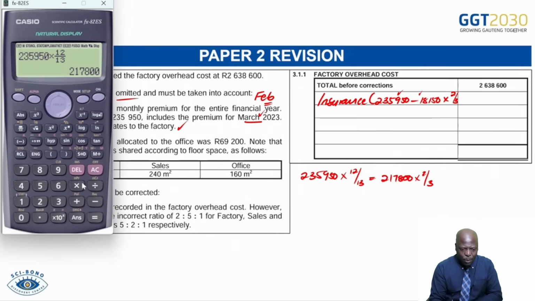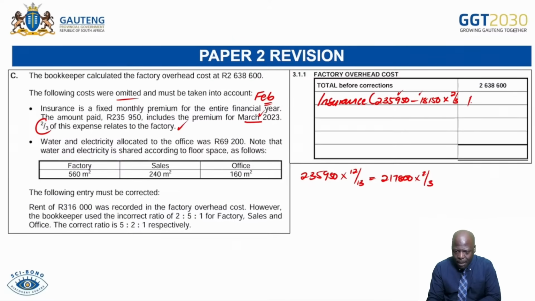So we're coming here and we're going to say that amount multiplied by 2 over 3. And that is going to give you your amount, which is 145,200. So we come here, you end up with your 145,200 over there like that. This is what you would have done to your insurance amount.